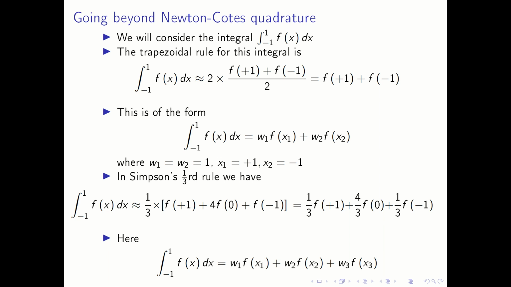So this form, the sum of wi f xi with i going from 1 to n, is a standard form for all the interpolations we have done so far. What the trapezoidal rule and Simpson's one-third rule differ in, essentially, is the values of the weights and also the number of points involved. Of course, hence the positions of the points involved as well.